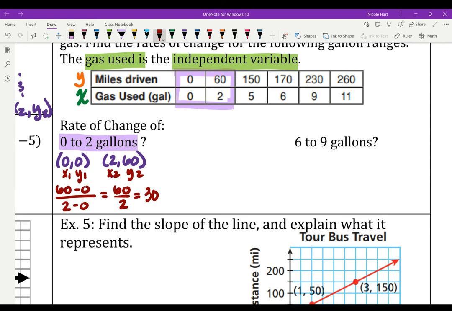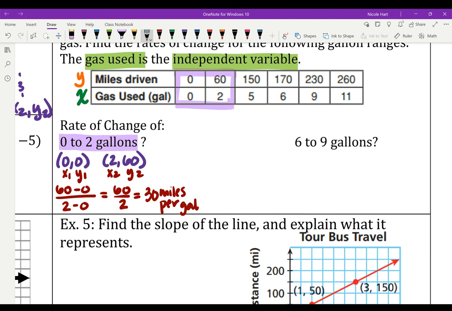And if you think about our units of measurement, we have miles driven and gallons of gas used. This is saying that the rate of change from 0 to 2 gallons was 30 miles per gallon.